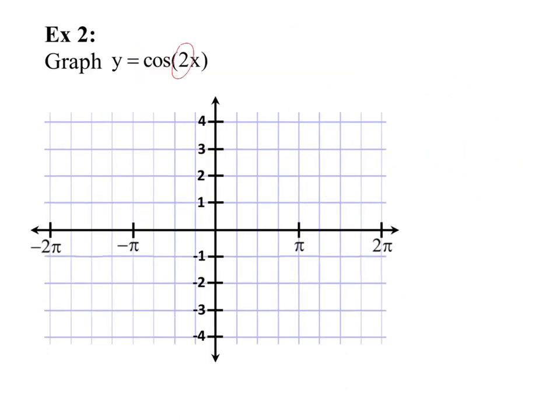Here I have an amplitude of 1. And my b value here is 2. So what do you do in this case? To get my period, I take the normal period, which is 2 pi, and I divide it by b, which in this case is 2. So my period is pi.